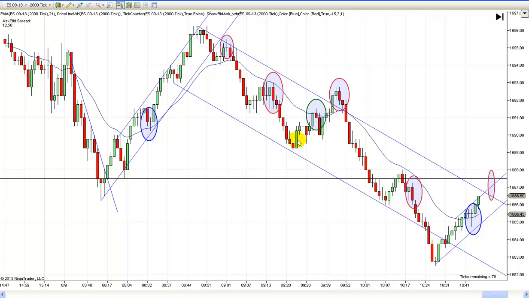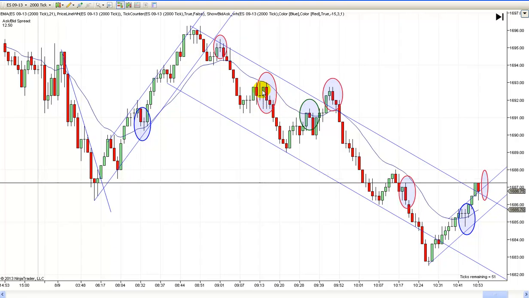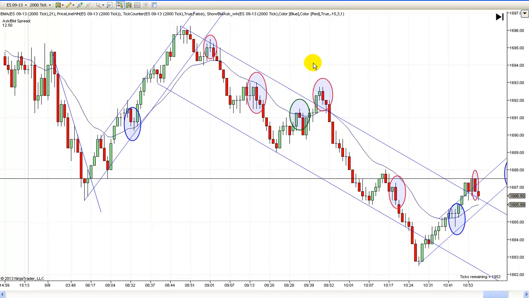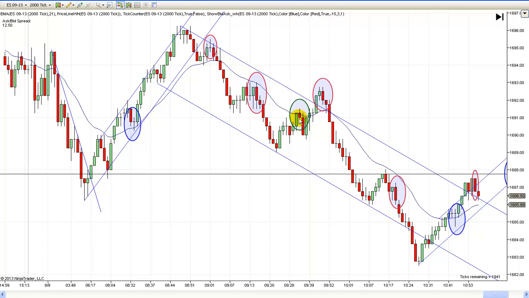You could have used a stop and you wouldn't have had any troubles, but it's risky taking a stop below a bunch of matching bars like that. So that's why I say a limit order. Now this one, I actually took this short.